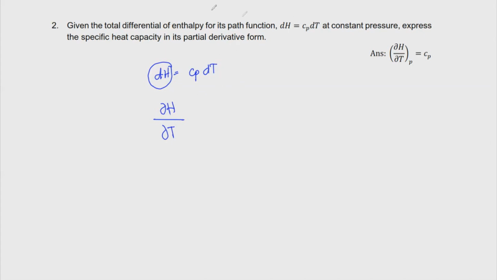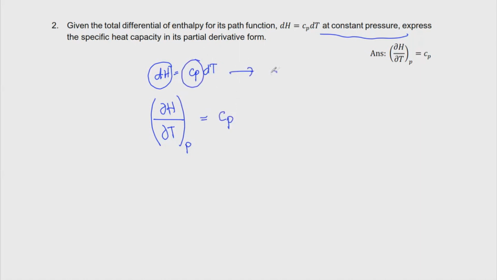And of course, since this problem is given at constant pressure, based on the given, we could just add a bracket or parenthesis, and then at the bottom portion of that parenthesis, you add P to indicate that this process happened at constant pressure, and then that will be equal to what is left in the expression, so that's Cp.